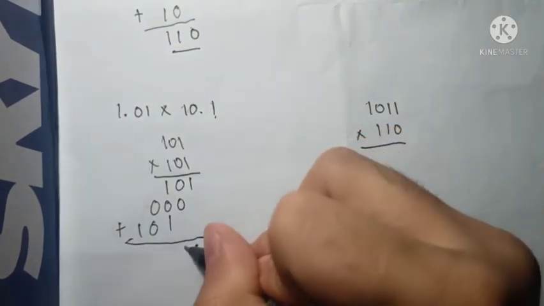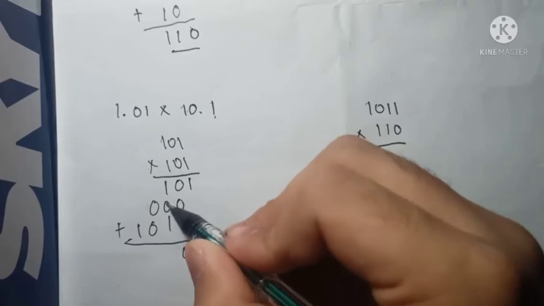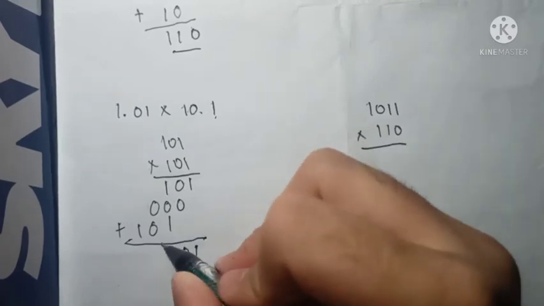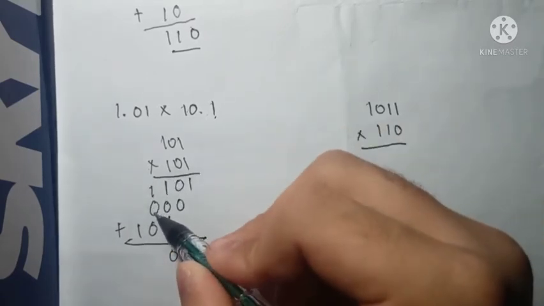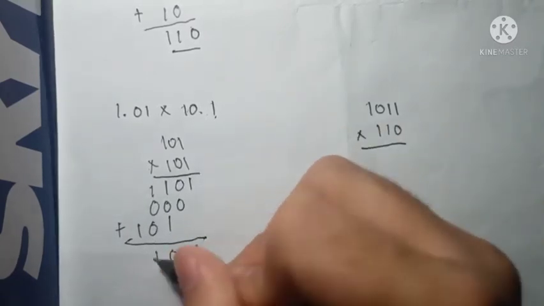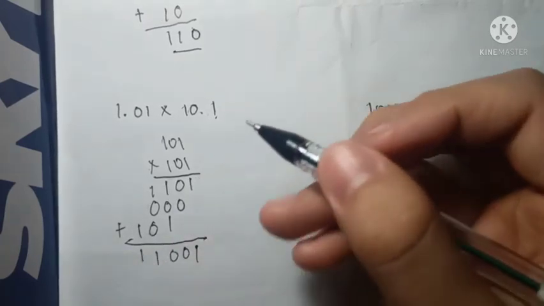1, 0 plus 0, 0. 1 plus 0 equals 1, plus 1 equals 0, carry 1. 1 plus 0 plus 0 equals 1. So 1.